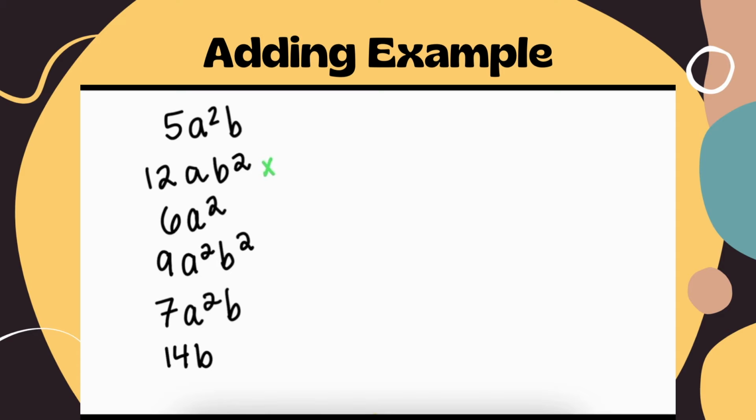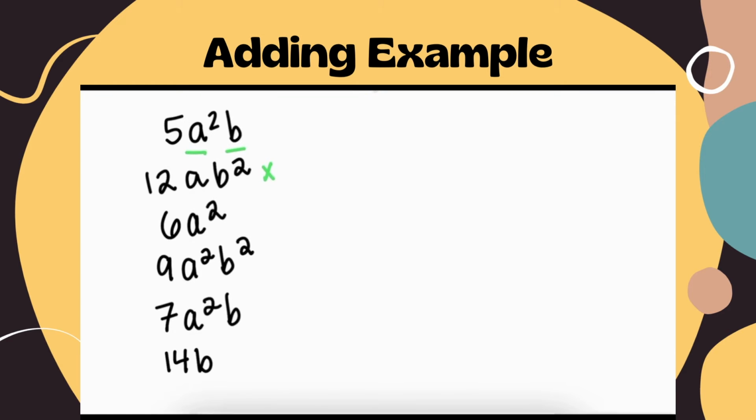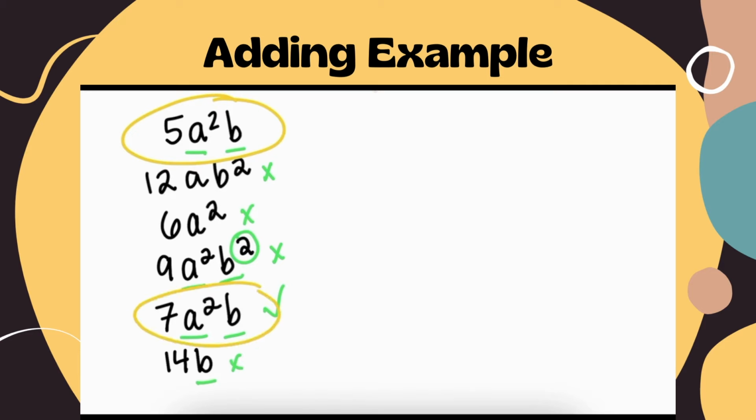So taking a look, 12ab squared, that's not right. We're supposed to have a raised to the second power, and then just b to the first. 6a squared is close, but we're missing the b, right? So that's wrong. 9a squared b squared is close, but b is to the second power. 7a squared b, that's looking good. 14b, it's missing the a squared. So even though a lot of these have similarities, they're not the same, right?